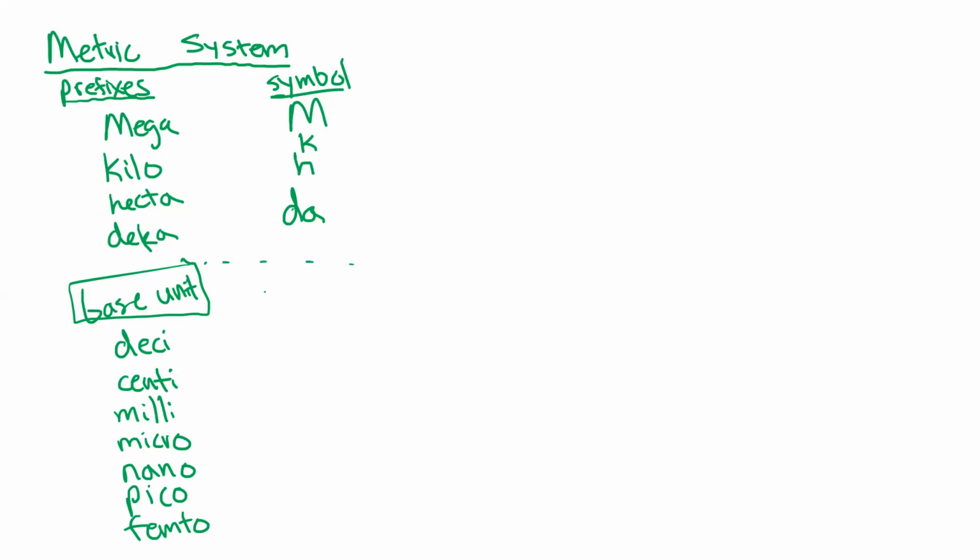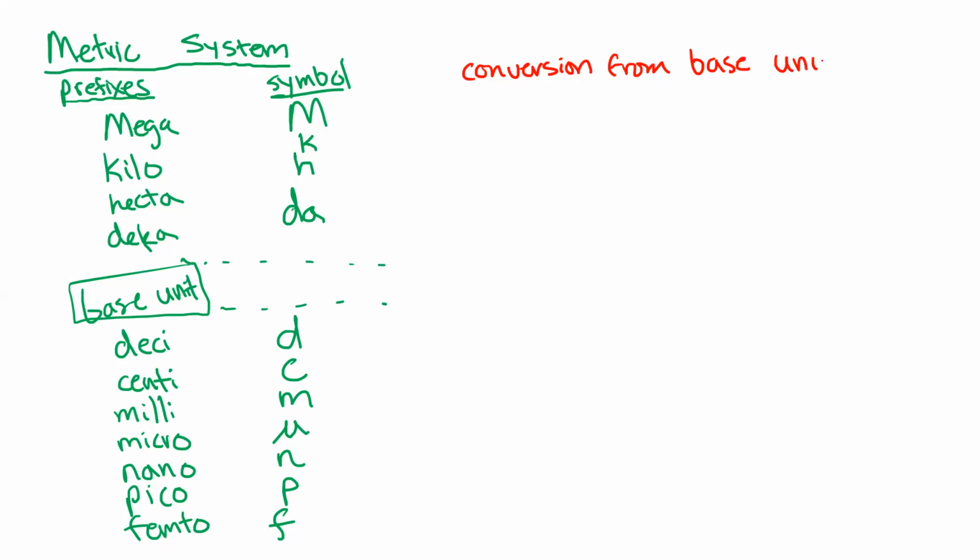Okay, so we've got deci, which is just a D, centi a C, milli an M, micro is a mu, nano is an N, pico is P, femto is F. Now, the conversion from the base unit, this is not exponential, and that's important. So this works for grams, liters, meters, and anything that's linear, doesn't have an exponent on it, all right?